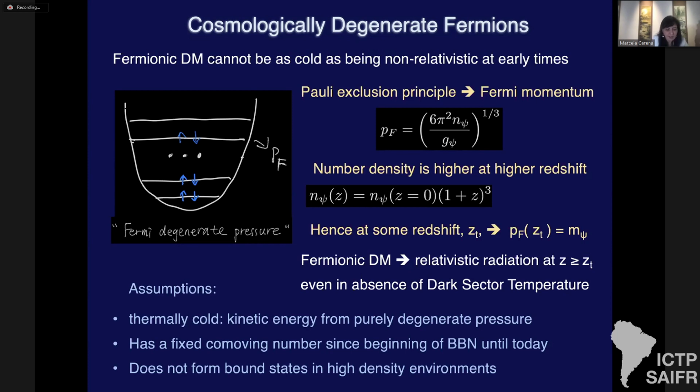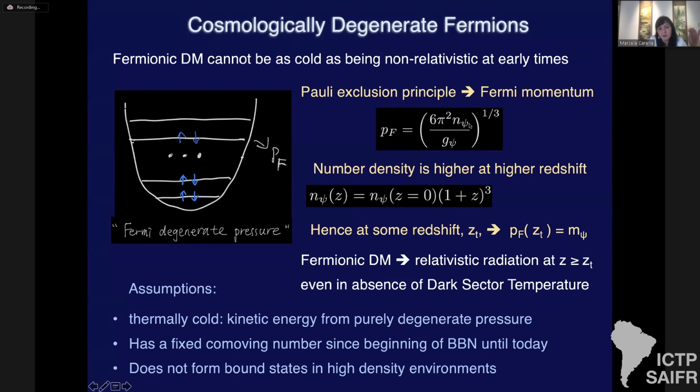So just above 10 electron volt, in order not to be behaving as a wave. But now when we have fermions, this adds the fact that, due to the Pauli exclusion principle, there is a Fermi momentum, and the Fermi momentum here is related to the number density, which is of course related to the energy density of dark matter that we are seeing.